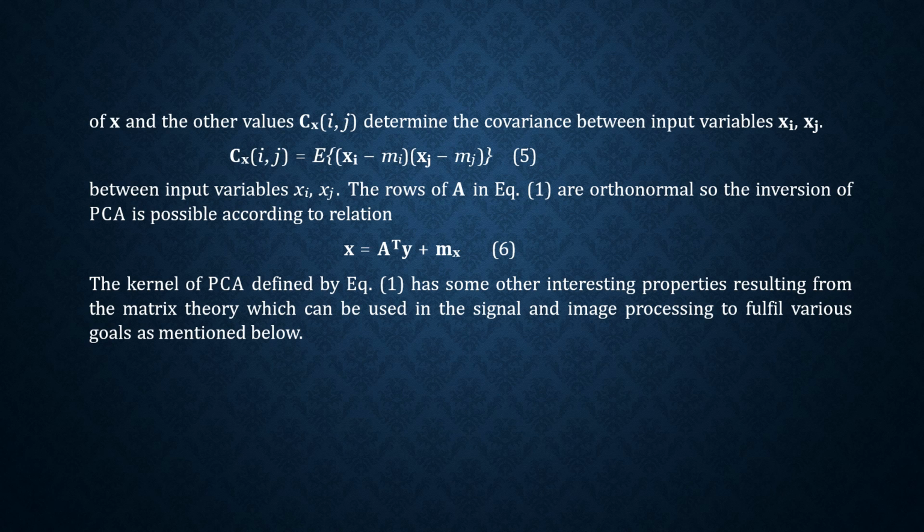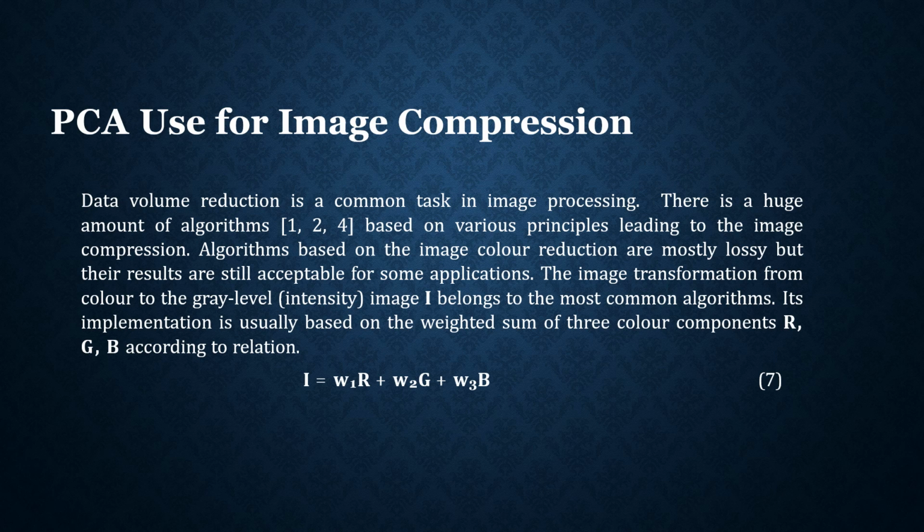The kernel of PCA defined by equation 1 has some other interesting properties resulting from the matrix theory, which can be used in signal and image processing to fulfill various goals, as mentioned below. Stage of PCA for image compression. Data volume reduction is a common task in image processing. There is a huge number of algorithms based on various principles leading to image compression. Algorithms based on image color reduction are mostly lossy, but the results are still acceptable for some applications. The image transformation from color to gray level image belongs to the most common algorithms.